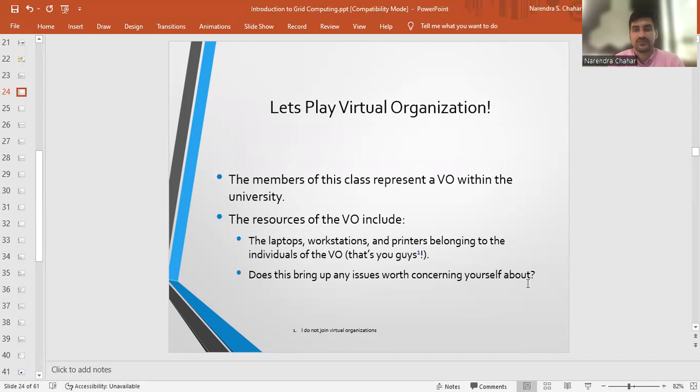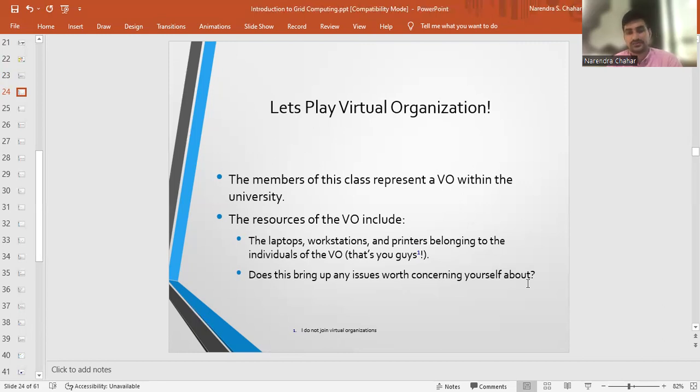Now we will talk about the virtual organization. So let's play the virtual organization. The members of this class represent the virtual organization within the university, and the resources of the virtual organization include laptops, workstations, and printers belonging to individuals or the virtual organization.